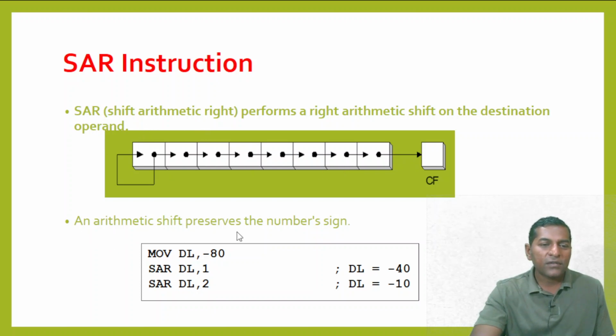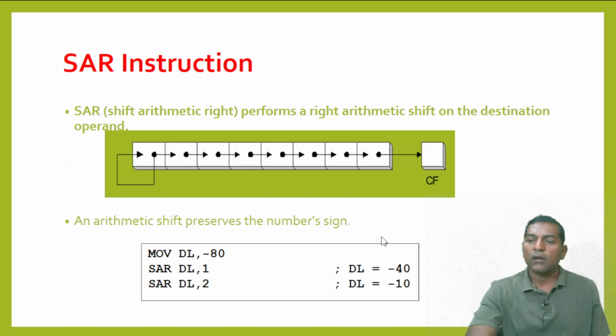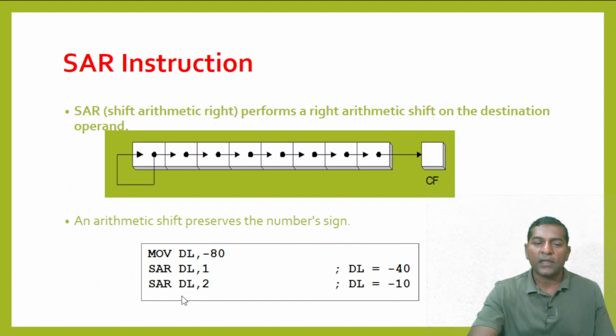The arithmetic shift operation preserves the number's sign. If we apply a shift by 1, then it will divide by 2 and we will get a result of minus 40. The sign will always be maintained in this particular instruction.